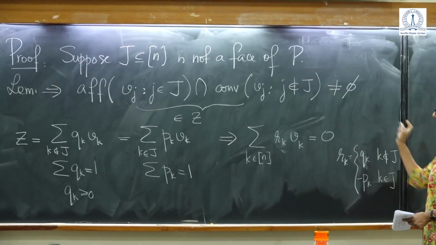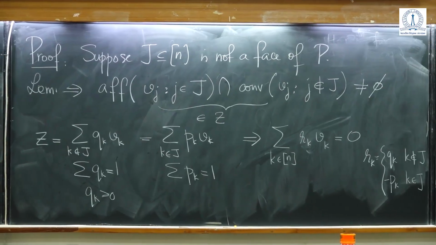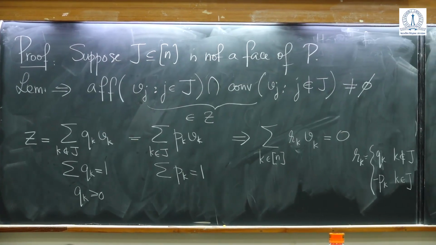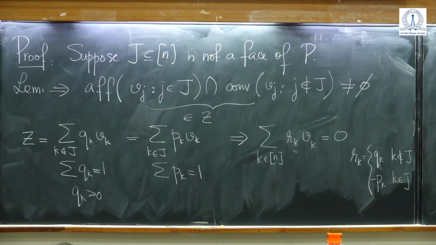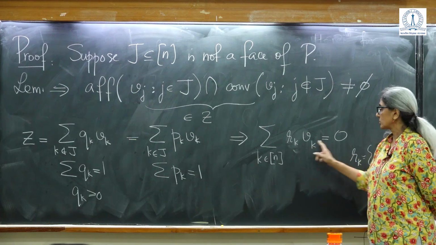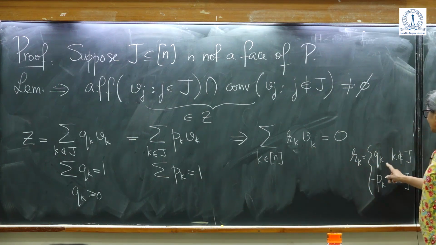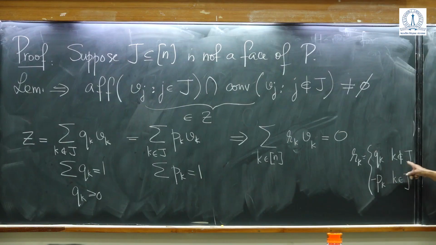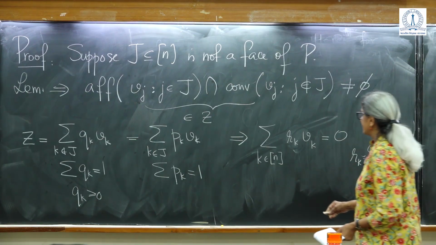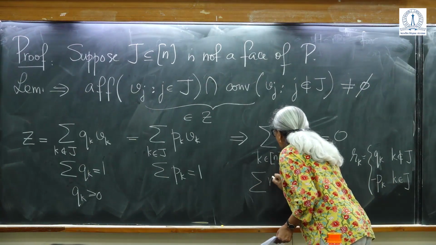So all I did was subtract the second sum from the first sum, okay? And there's no interaction among the VKs, right? Because one sum is over the complement of J, the other one is over J. So when I subtract, I get some new coefficients, which I call RK, which sum to 0 against the VKs. They are QKs if K was outside J, and they are minus PKs if K is inside J. Yeah? Good. What else do we know about the sum of the RKs?